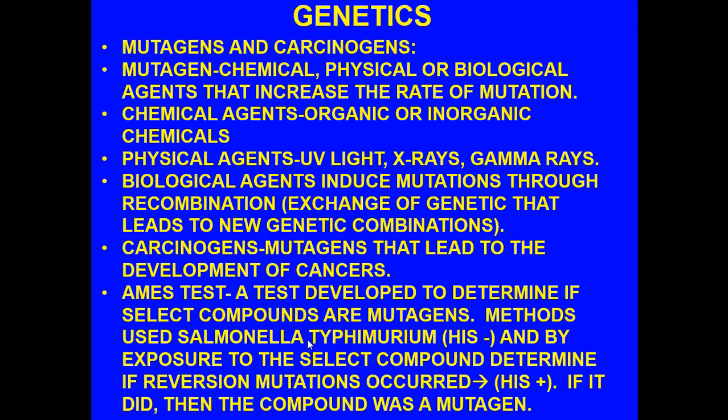Now, what about the Ames test? This is a test developed to determine if select compounds are mutagens. Here's what they basically do. Ames developed this many years ago in the early 70s. He took a culture of Salmonella typhimurium that was His negative, which means that it lost the capability to synthesize the amino acid histidine. Then, by exposure to a select compound, he determined if reversion mutations occurred. In other words, some of it was now able to grow on medium without added histidine because it can make its own histidine. If you see this, then the compound that you put in there along with the Salmonella typhimurium is a mutagen.